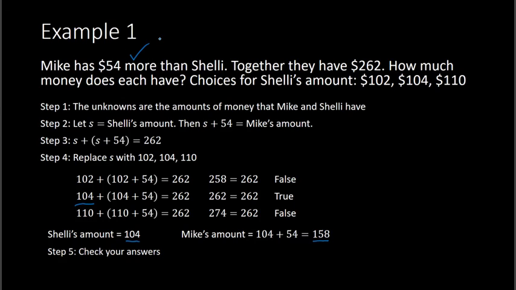So that's good. And then together, they should have 262. So if I add 104 plus 158, that should equal 262, which it does. So therefore, it works. We have a true statement, and my solution would be 104 for Shelly and 158 for Mike.